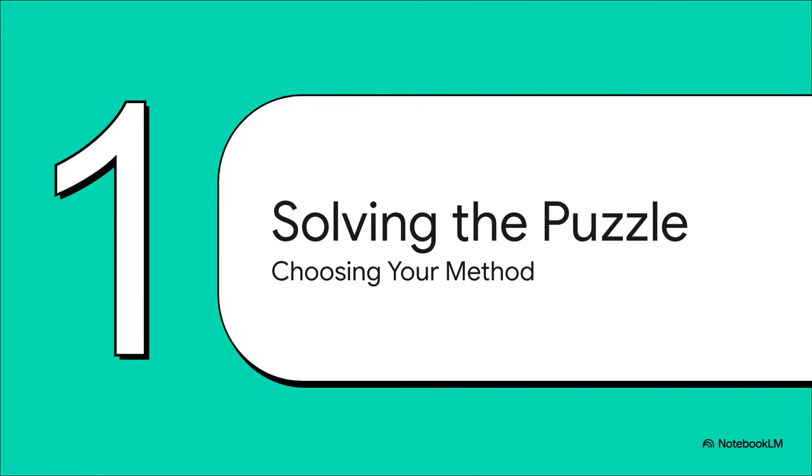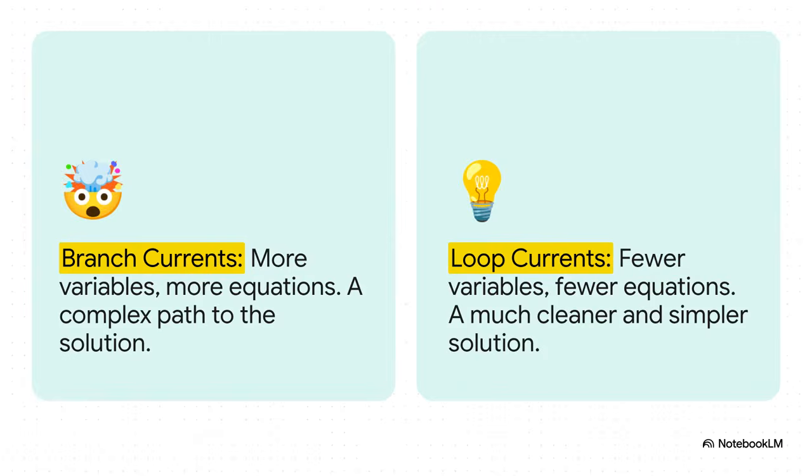So, our first move in solving this whole puzzle is picking the right strategy. See, there are a couple of ways you can track how the electricity is moving, but one of them is just way, way more efficient than the other. Okay, so this is where we have a crucial choice to make. We could try to track the current in every single wire, but that creates a ton of variables to keep track of. You'd end up with way more equations, way more number crunching. It's a mess. The smarter approach is to use what we call loop currents.